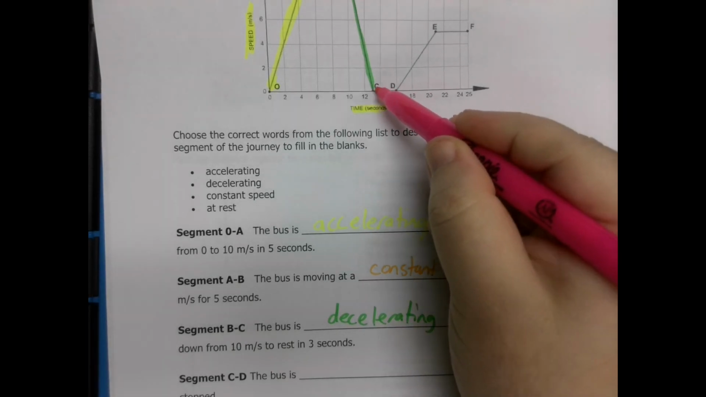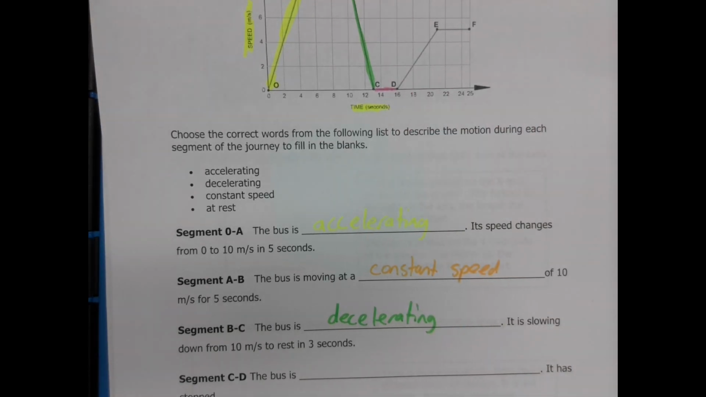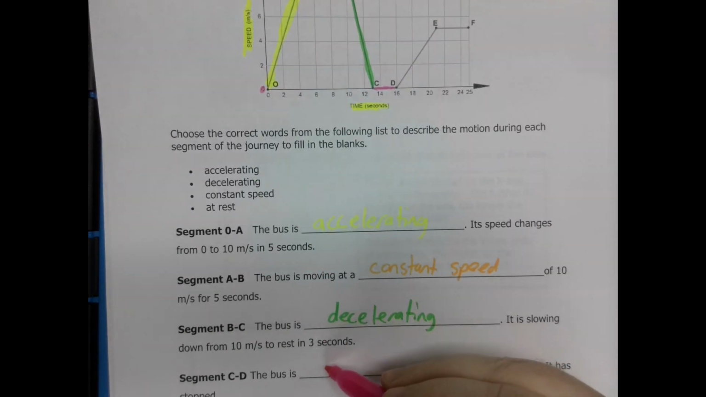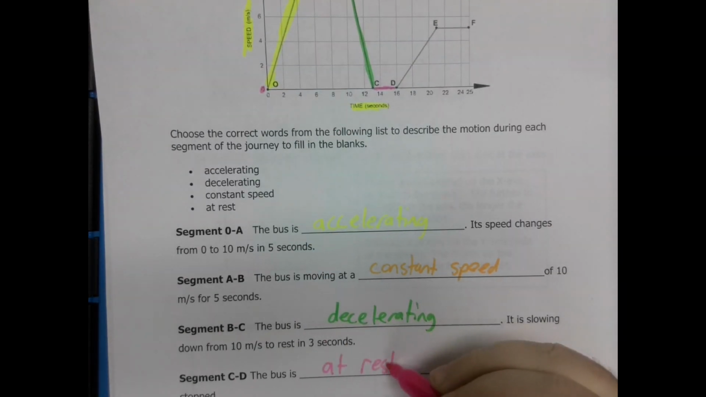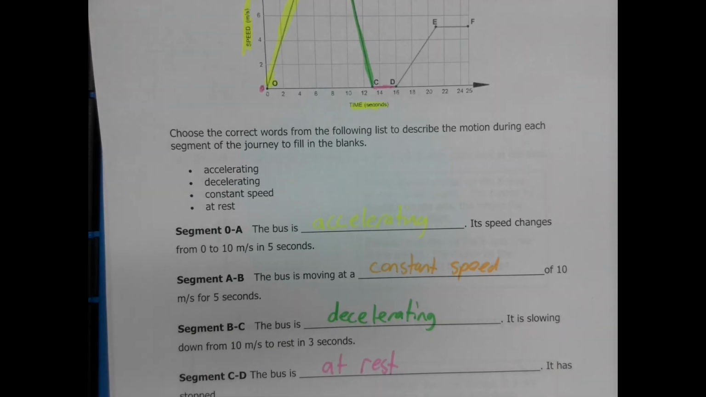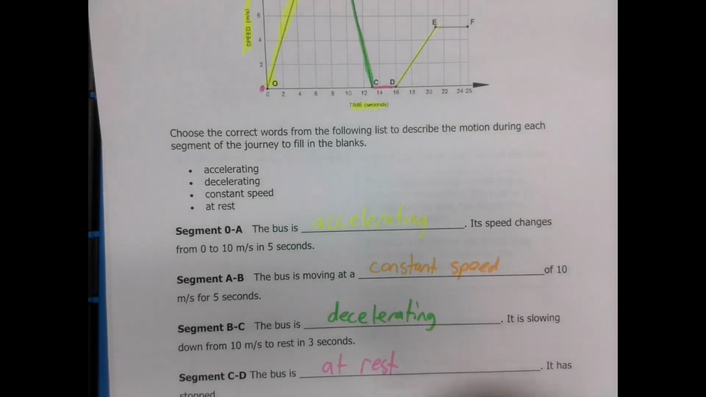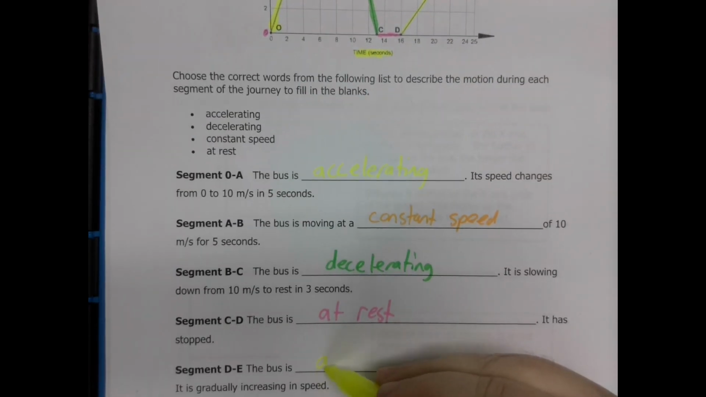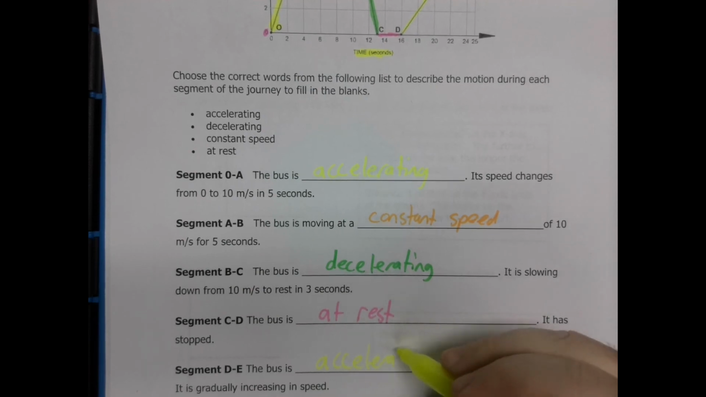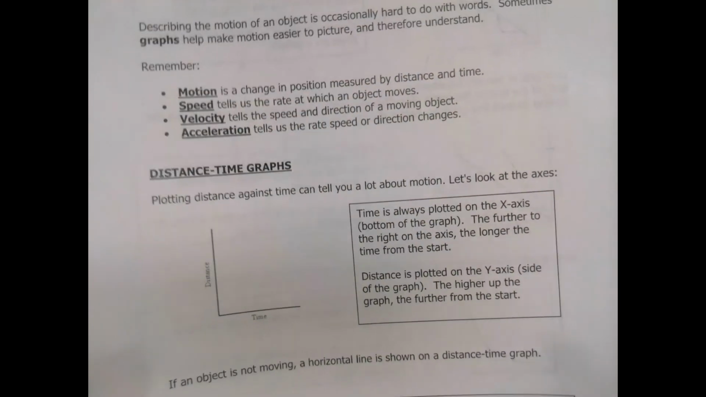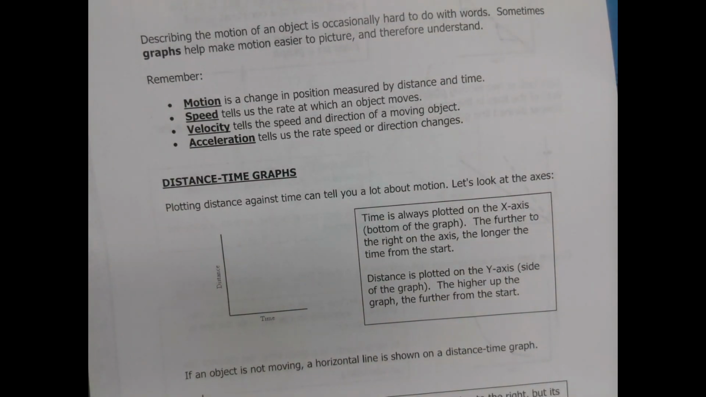What about from C to D? Resting. So the speed was 0. So it's at rest. And what about between D and E? So that'd be accelerating. Pretty easy, right?